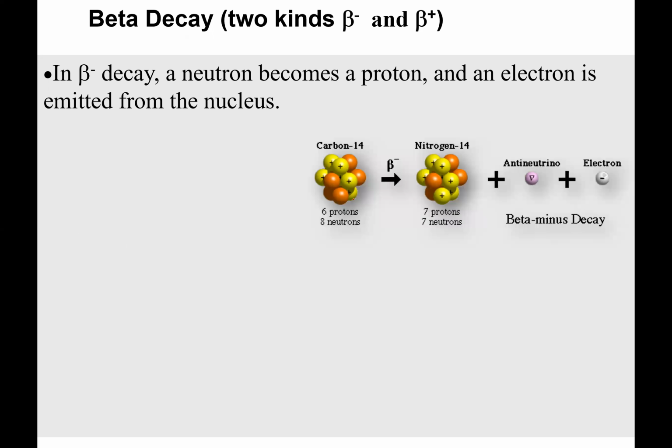All right, beta decay. We have two kinds: beta minus and beta plus. In beta minus decay, a neutron becomes a proton in the nucleus. And in doing so, it ejects an electron and something else called an antineutrino. I should write that up here, an antineutrino.